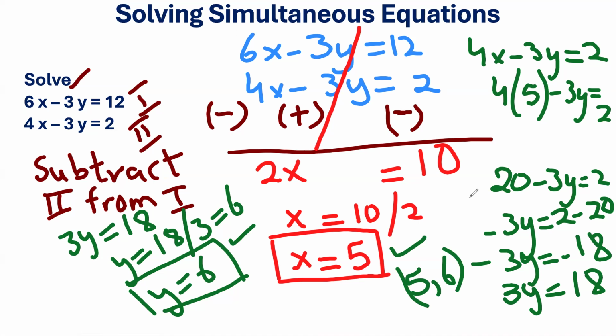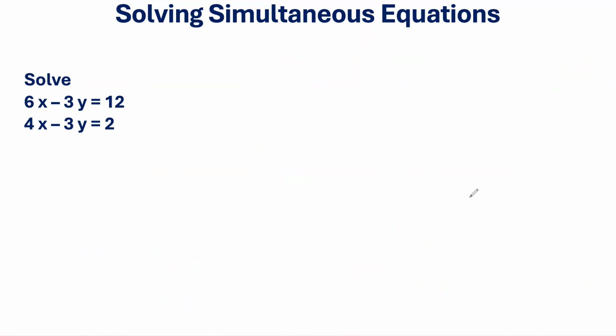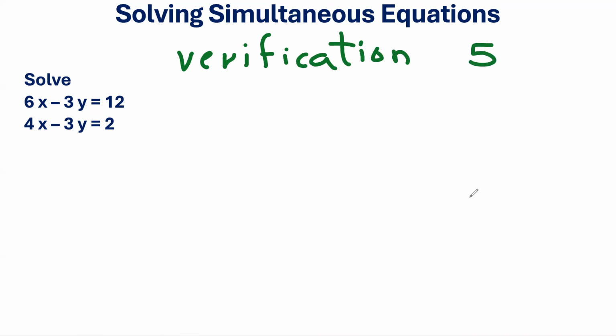We will substitute 5, 6 in the question. Question has two equations. In any of the equations, you can substitute 5, 6. It will be satisfied. What is the meaning of satisfied? Left-hand side and right-hand side will be equal. This step is very important to do in examination. This step is called verification. 5, 6. Let's do it now. Verification.